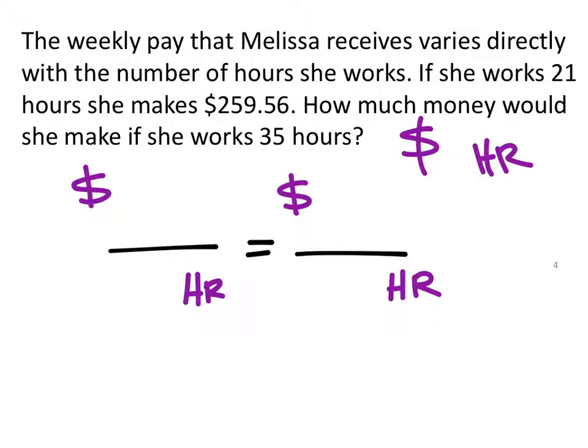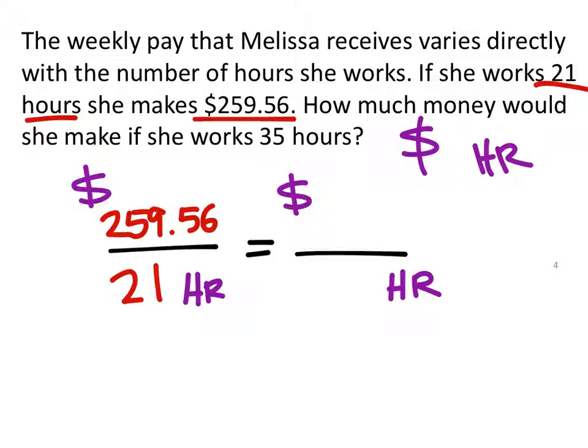So let's just fill in what they told us. If she works 21 hours, so we'll put that in the first fraction. It wouldn't matter if you put it in the second one. She will make $259.56. Well, the other one is how much money, so we don't know how much money. You can make it an X, a Y, whatever letter you want, just to show that it's an unknown value. If she works for 35 hours. And that's how we'll solve it, okay?